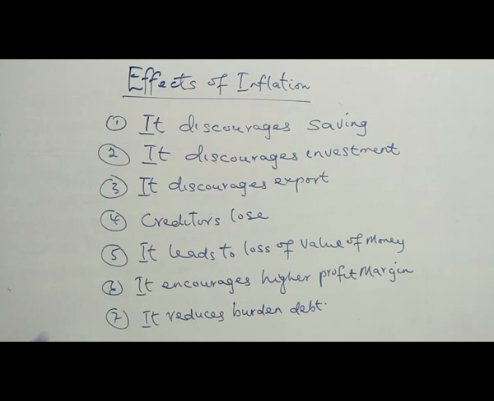Number four, creditors lose. How? When you give a loan to someone to make use of, when the person is returning the money, you cannot compare the past value of the money with the present value of the money. The money will have lost its value before the creditors get the money back from the debtor. So the creditor loses as a result of what? The decline in the value of money being granted to the debtor.